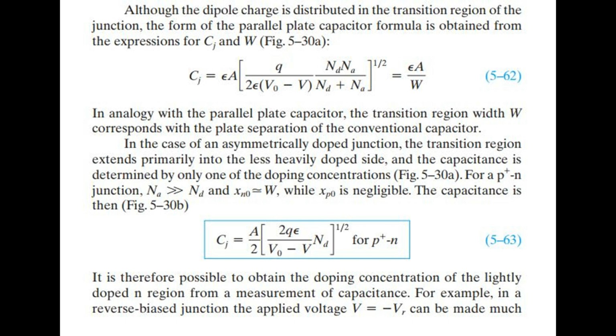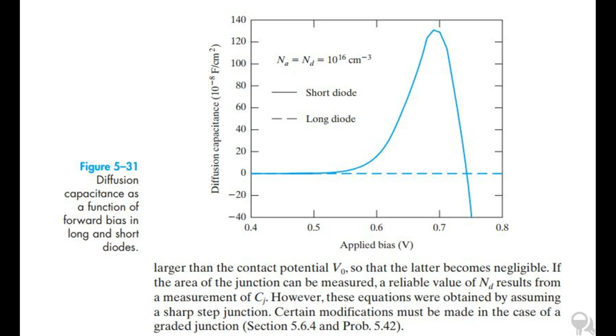It is therefore possible to obtain the doping concentration of the lightly doped N region from a measurement of capacitance. For example, in a reverse biased junction the applied voltage V = -VR can be made much larger than the contact potential V0, so that the latter becomes negligible. If the area of the junction can be measured, a reliable value of donors results from a measurement of Cj. However, these equations were obtained by assuming a sharp step junction. Certain modifications must be made in the case of a graded junction, Section 5.6.4 and Prob 5.42.